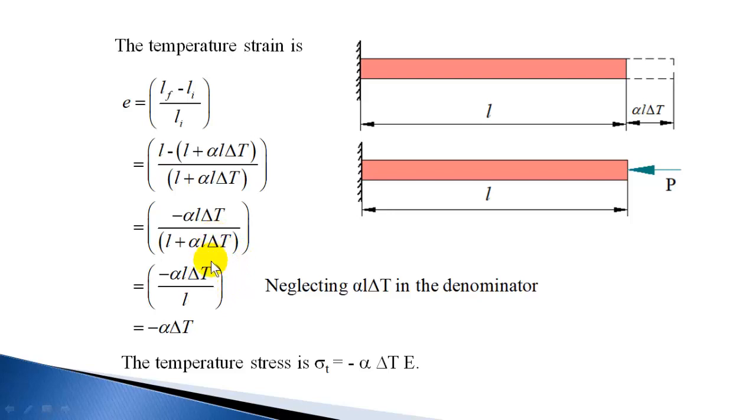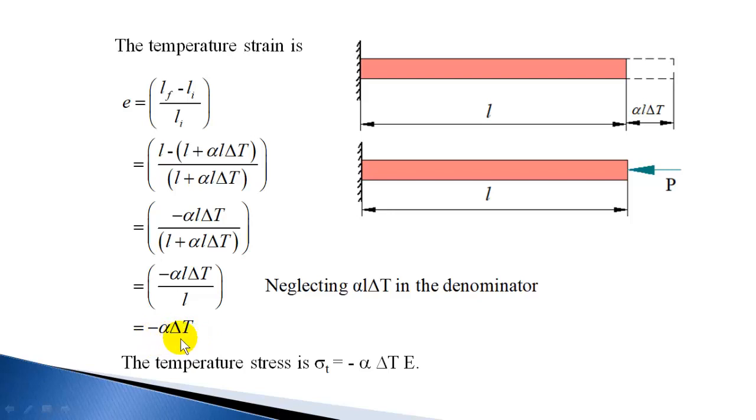Now you can neglect alpha L delta T in the denominator, which is very small compared to the length of the bar, because alpha is very small, and for a given temperature change alpha L delta T will be small. So you get minus alpha L delta T divided by L, and L cancels. In that case you will get the temperature strain is minus alpha delta T.